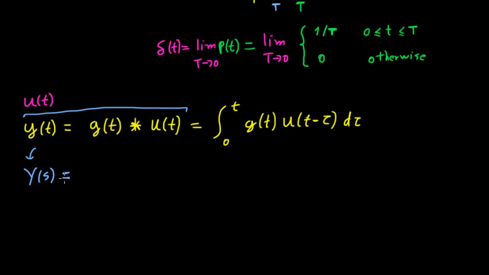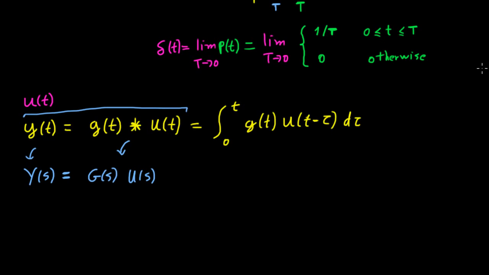And now, if you've seen the videos on the properties of the Laplace transform, you probably remember that the convolution turns into simple multiplication in the s domain. So this is just G(s) times U(s). The convolution turns into multiplication of these two functions.